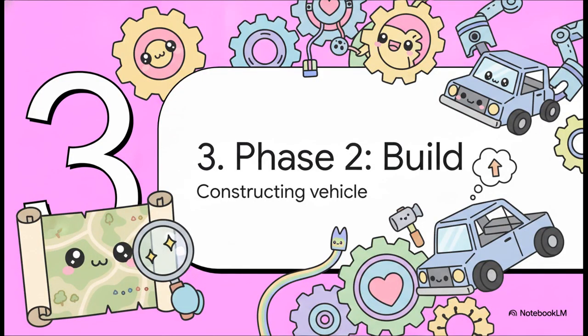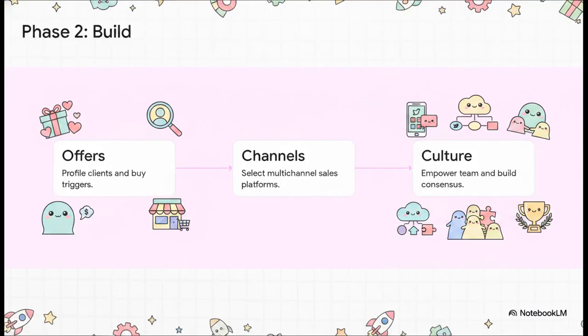Okay, section 3, this is phase 2, the build, where we actually start constructing your vehicle. So the build phase shifts us right into stages 4, 5, and 6. Stage 4 is all about crafting really compelling offers by deeply profiling your ideal clients and figuring out their specific buying triggers. Then, stage 5 involves selecting your channels.